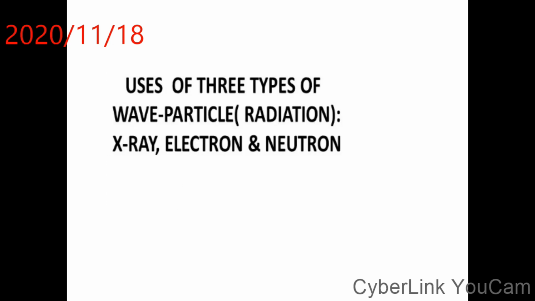Next, I am going to discuss the uses of the three types of radiation or wave particles, namely the X-rays, the electrons, and the neutrons. All these different types of wave particles shown here have different though overlapping uses in structural studies of solids. All of them in fact interact with the periodic lattice subject to the same general geometric laws, which I'll be discussing in my next video.